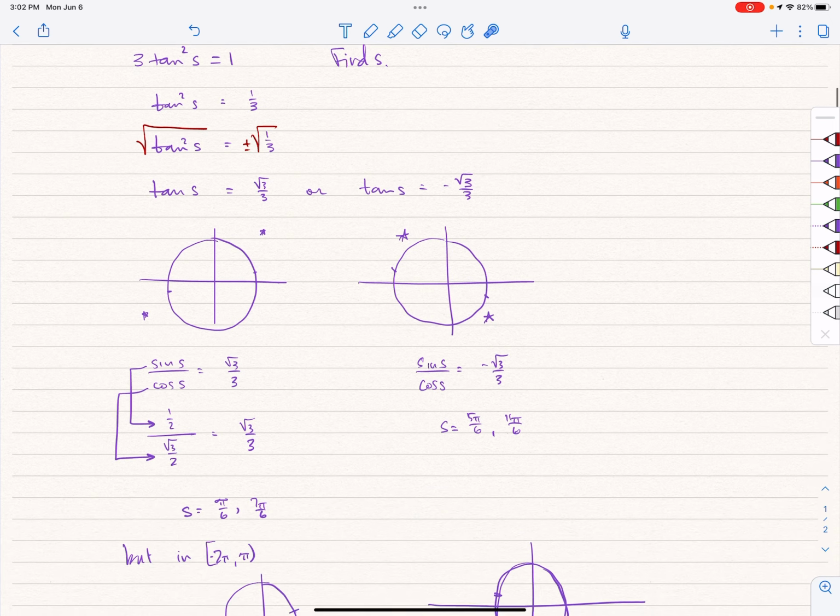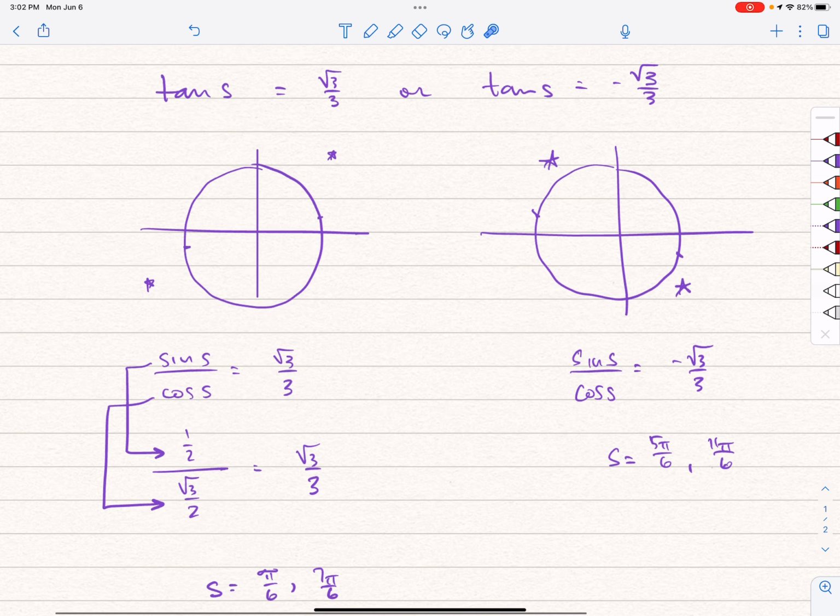Now, what I did here is I just used the concept that we learned earlier in the semester about All Students Take Calculus to remember which quadrants this was going to be in. So when tangent is a positive number, that's going to give me an answer in quadrants 1 and 3. When tangent is equal to something negative, that's going to give me quadrants 2 and 4. And then I used my quotient identities. Tangent is the same thing as sine over cosine.